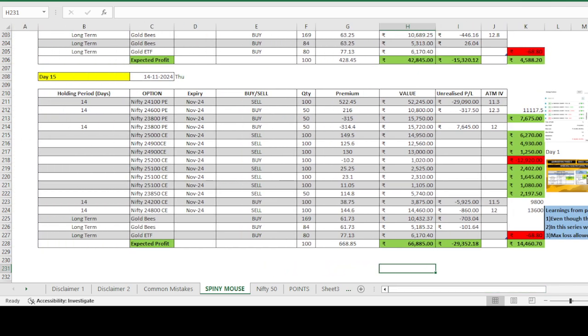Let's see what will happen in the next days, and where we are going to end in this series. Our goal now is not to lose any money, just to minimize the loss. So let's see what will happen.